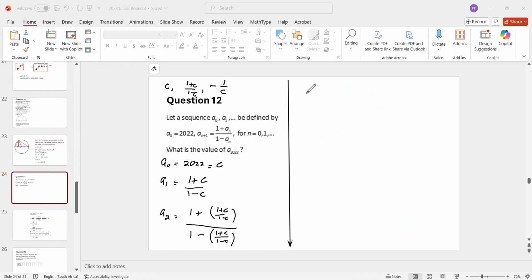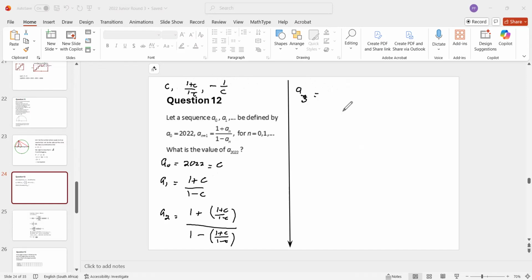Let's get on to A3 now. The idea is I keep trying to simplify to see whether I'm getting any pattern. So far, I don't have a pattern. I've got C, I've got 1 plus C over 1 minus C, I've got -1 over C. That doesn't seem to have any pattern. So let's continue. Hopefully we get A3, A4. Now, A0, A1, A2. So I'm working out A3 now.